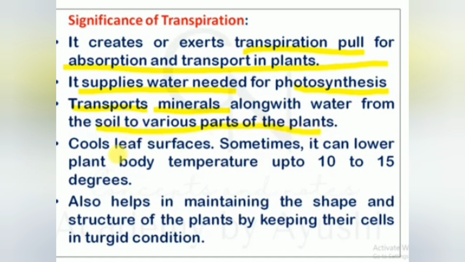When the air is still, the region around the transpiring leaf will become saturated with water vapors, so that no more water vapor can escape from the leaf. It also helps in maintaining the shape and structure of the plant by keeping cells in a turgid condition.